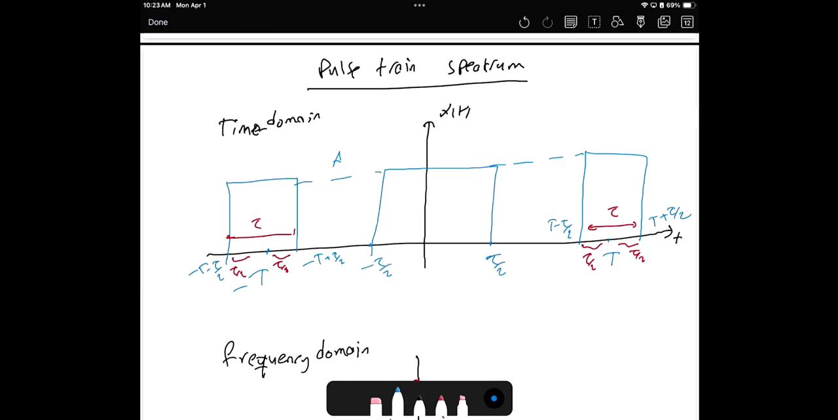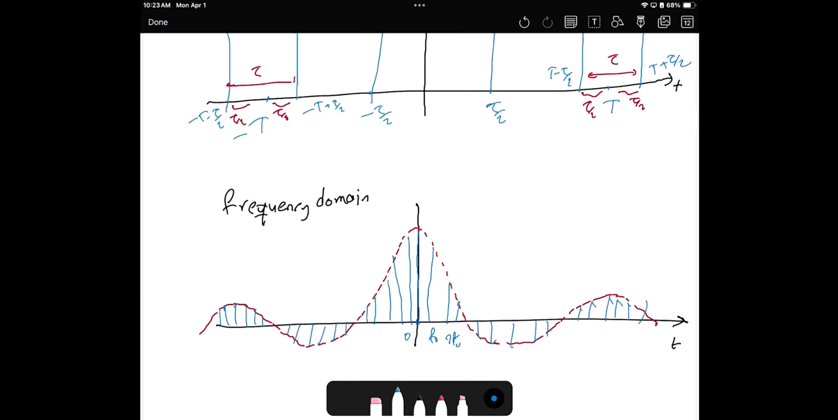Even though it's a pulse in the time domain, in the frequency domain it is a sinc function. And you will see this a lot when you go to communication signals, for example, maybe in ESP or some of those courses. Any questions?